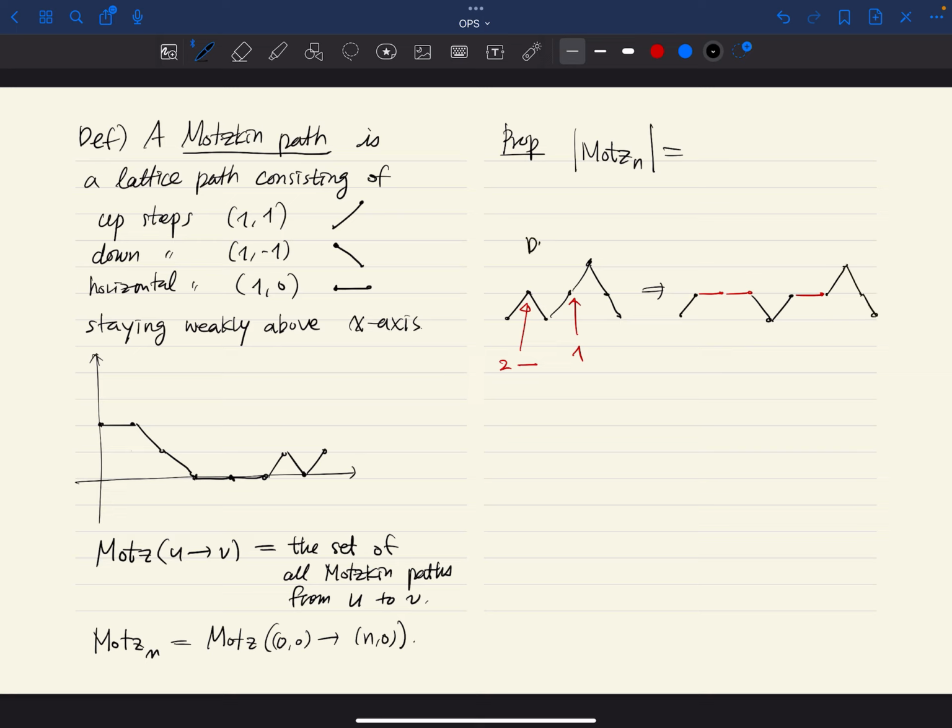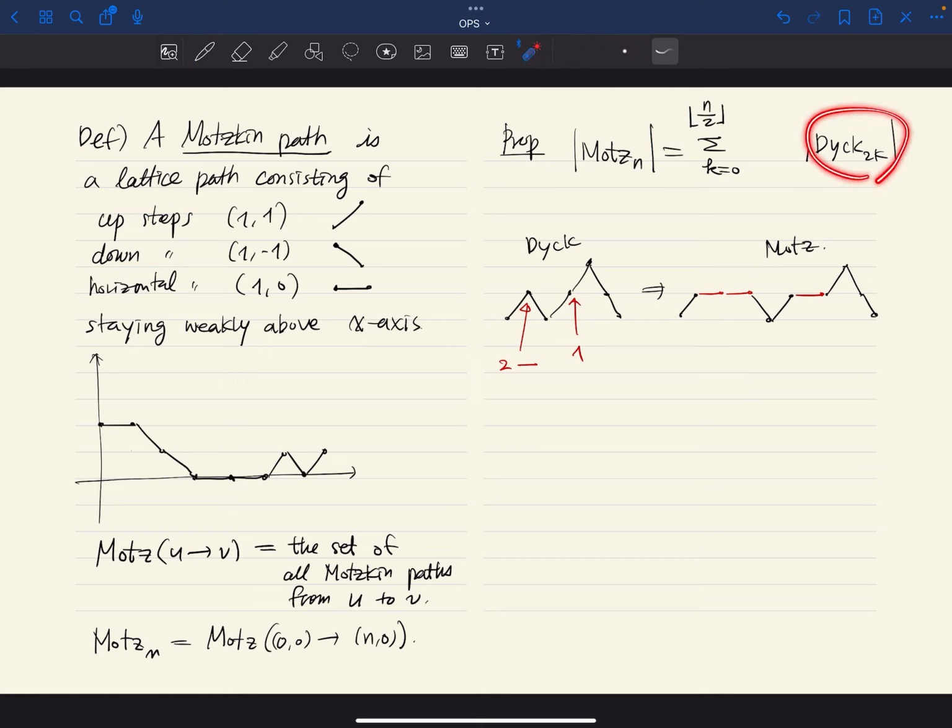So here we have a Dyck path, here we have a Motzkin path, right? That means you can select K and then a Dyck path with 2K, because the length must be 2K. So 2K must be less than or equal to N. So K is from 0 to floor of N over 2.